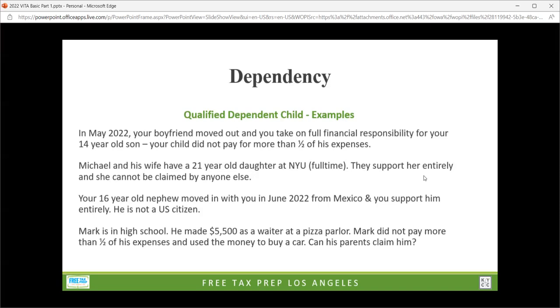Mark did not pay more than half of his expenses. He's still in high school. Yeah, he made $5,500. But remember that for a qualifying child there is no income limit, as long as the parents support him more than half, 50% of the expenses. And in this case, yes, his parents can claim him on their income tax return.